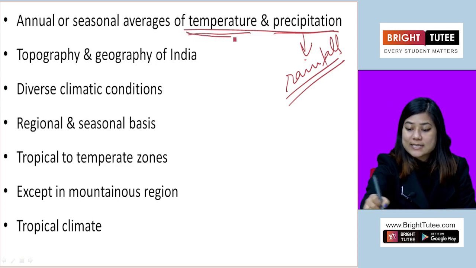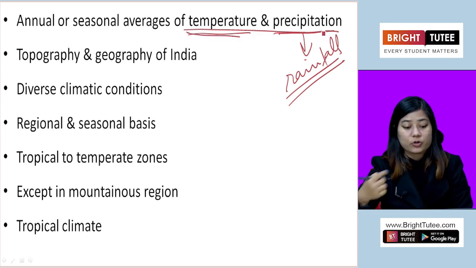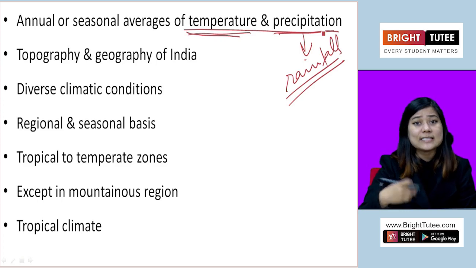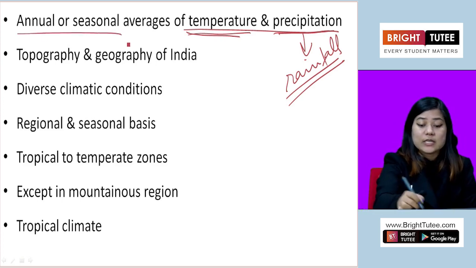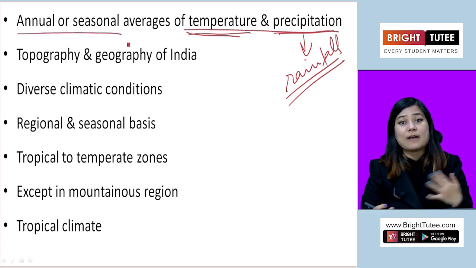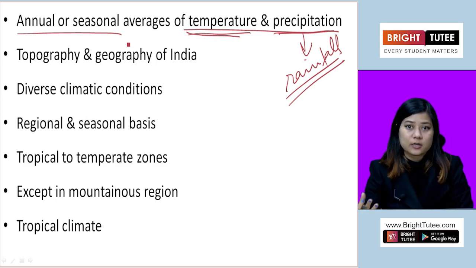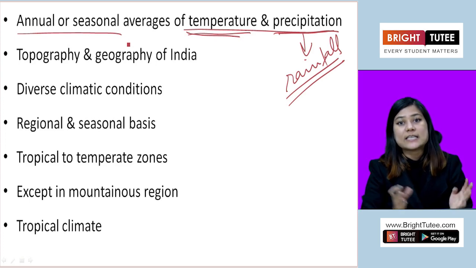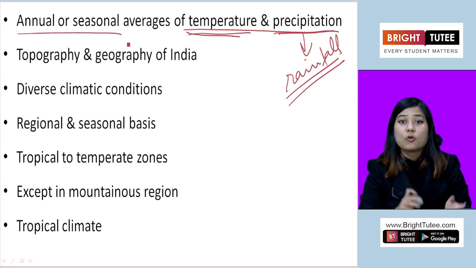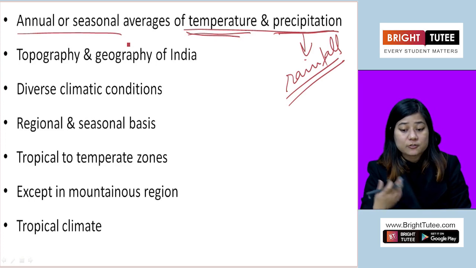Now this temperature and precipitation, or rainfall, can be calculated annually or seasonally. It is observed on the basis of annual, per year, or seasons. For example, 6 months, hot season, cold season, etc., for 6 months, 3 months, etc.